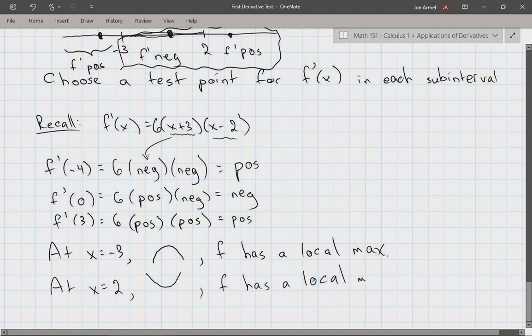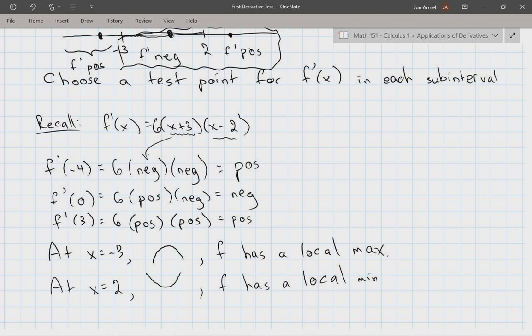By Fermat's theorem, we can't have local mins or maxes anywhere else. They have to occur at the critical points. So I have found all the critical points, which means I found all the local max and mins, and they are classified. Okay, so that is a full run through. We'll do some more examples in another video, but I think that's enough for now, and I'll see you next time.